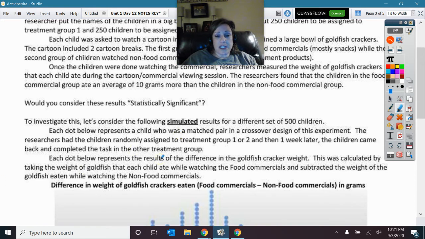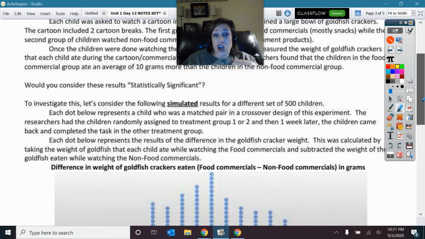Each dot below represents the difference in the goldfish cracker weights. This was calculated by taking the weight of the goldfish each child ate while watching the food commercials, subtracting the weight of the goldfish eaten during the non-food commercials. So we did the food commercial number for each child minus that child's non-food commercial number.